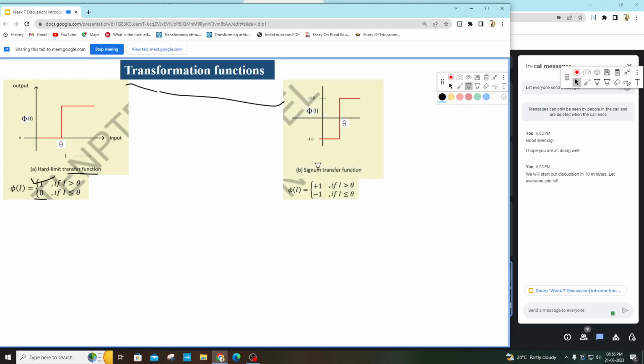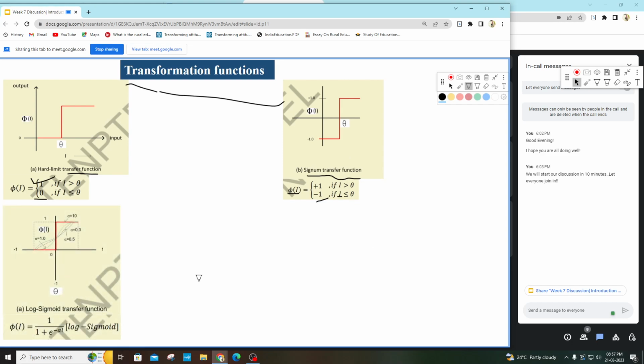Similarly, we have another transfer function known as the signum transfer function. This is very similar to the hard limit transfer function. The only difference is that when L is less than or equal to theta, we get the output as -1. In the hard limit function we got 0 when L is less than or equal to theta, but in place of 0 we get -1 for the signum transfer function.